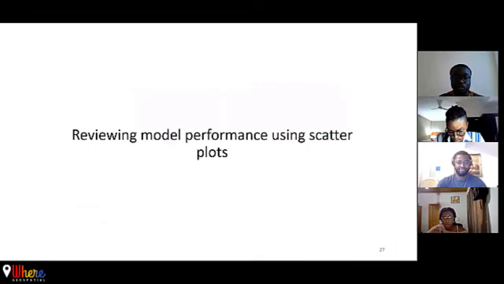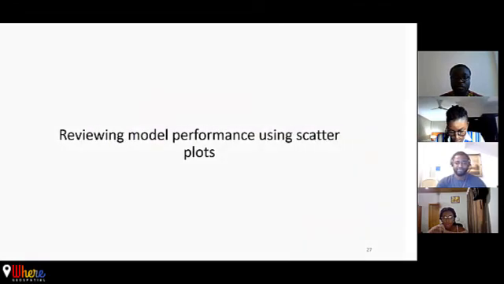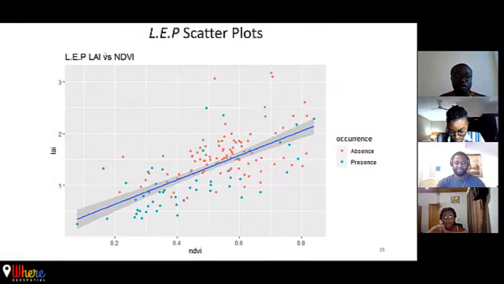Here, I tried to review the performance of the random forest algorithm, and I just plotted the LEP. For LEP, I plotted the leaf area index against the NDVI. The basic understanding here is that there is a positive relationship between the two. What that means is whenever leaf area index is increasing, NDVI is also increasing, and vice versa.